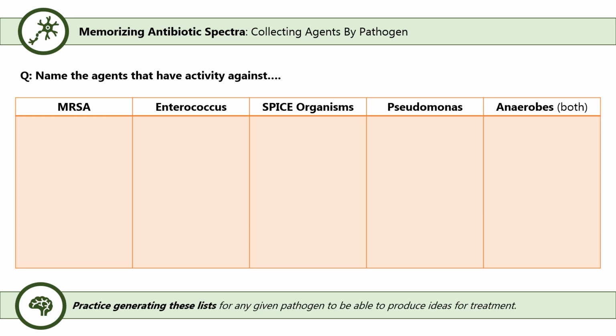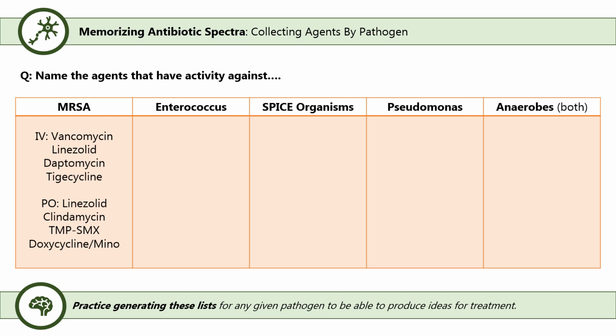For practice, let's take a moment to test ourselves by naming all the agents that have activity against some high-yield specific organisms. For MRSA, you should consider our vancomycin-daptomycin combo, as well as tigecycline, but none others for intravenous options. For PO options, we have linezolid, clindamycin, trimethoprim-sulfamethoxazole, and doxycycline. Notice that I still try to proceed through the BL-VCR to the FAN-PST and then atypicals mnemonics so that I don't miss any in that order.